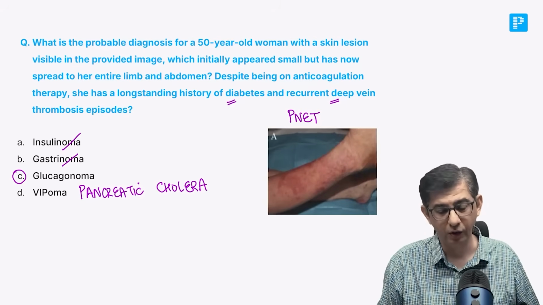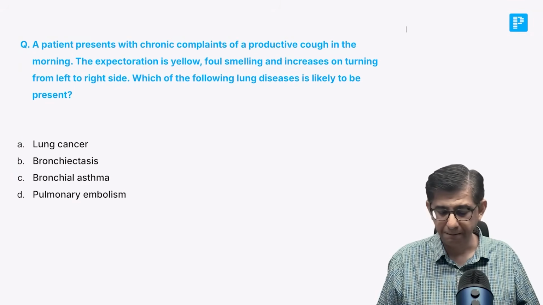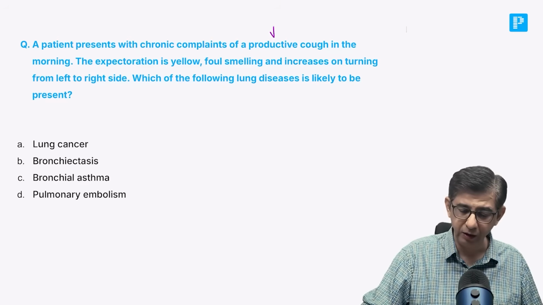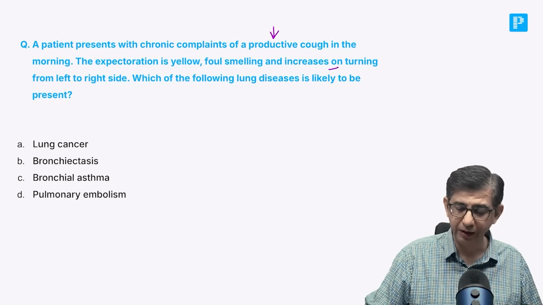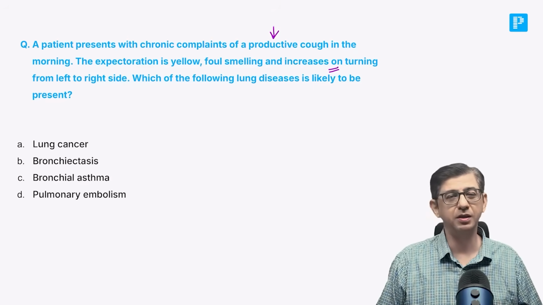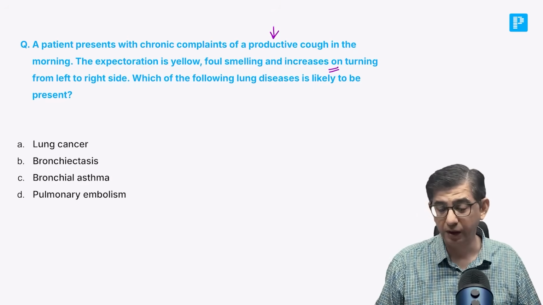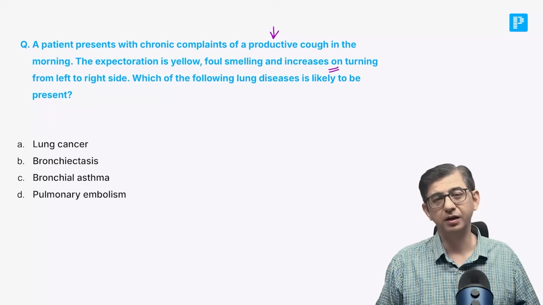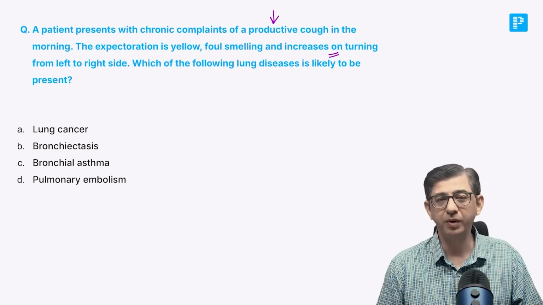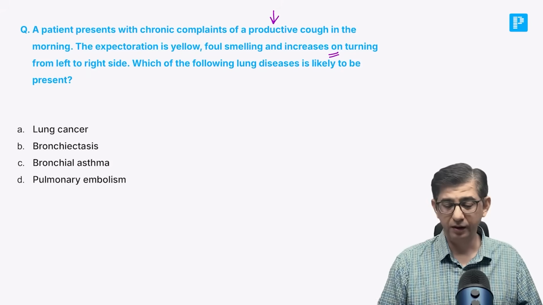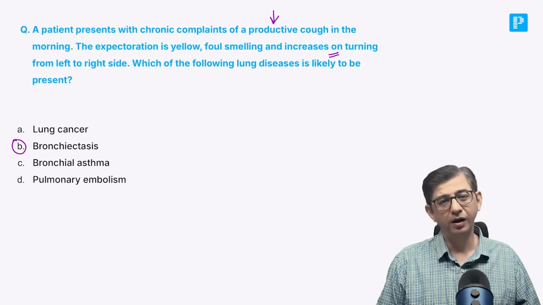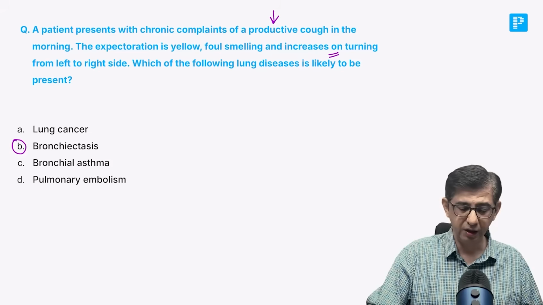That's a pancreatic cholera. The answer here is C. Then we have a chap with productive cough, and the highlight in the PYQ was that it increases on change of posture. That means that there must be a very substantially large amount of pus present in the lungs, like a reservoir of pus, and therefore our clinical diagnosis in this case is bronchiectasis. Lung cancer will present with cachexia.